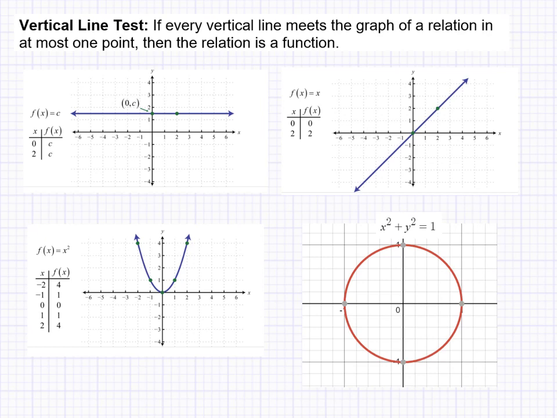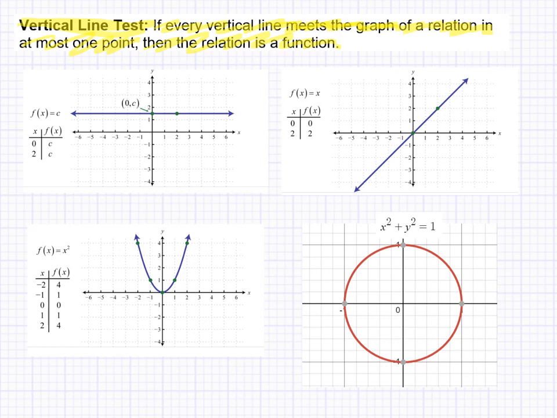And it's through something called the vertical line test. So if we place a vertical line anywhere on the graph, so if every vertical line meets the graph of a particular relation at most one point, then that relation would be a function, meaning that it follows that definition that we just talked about.